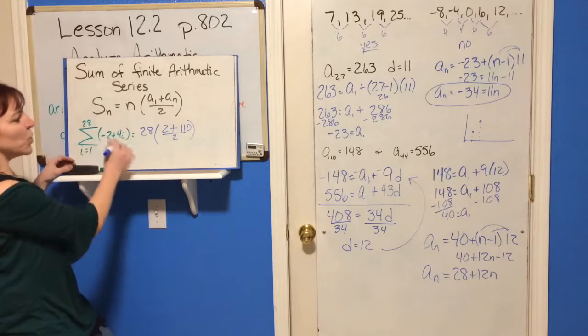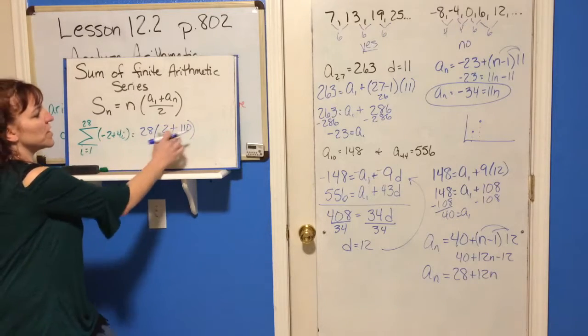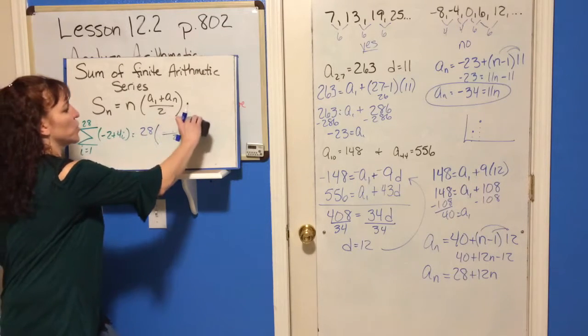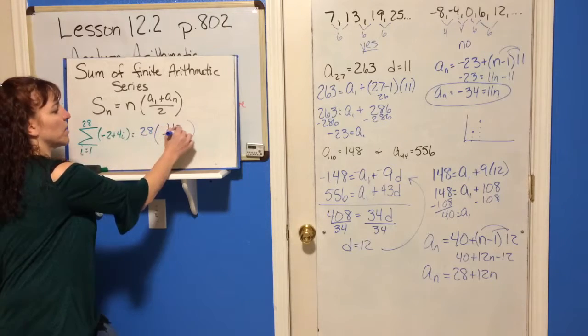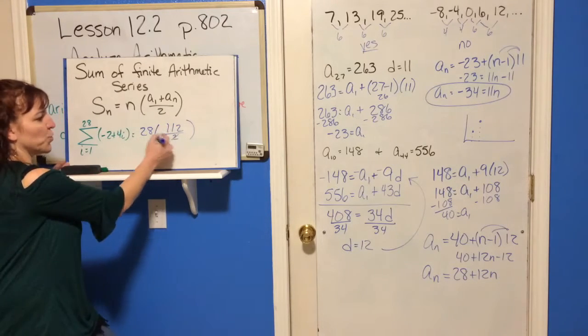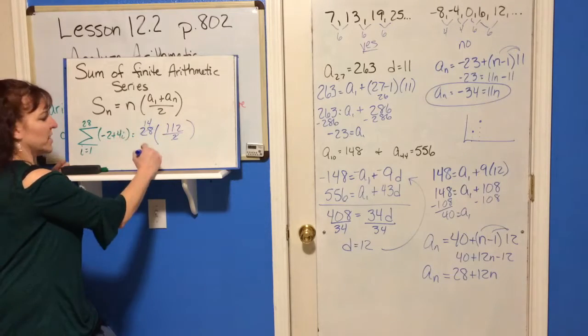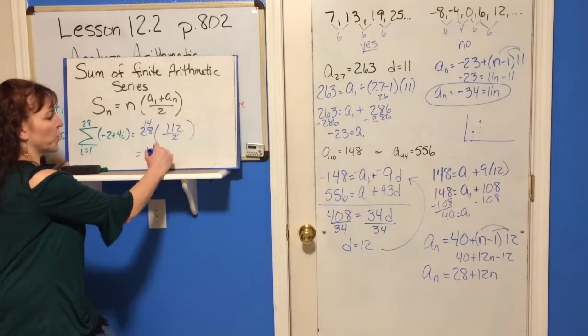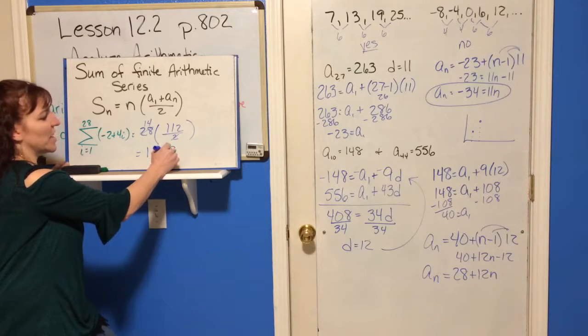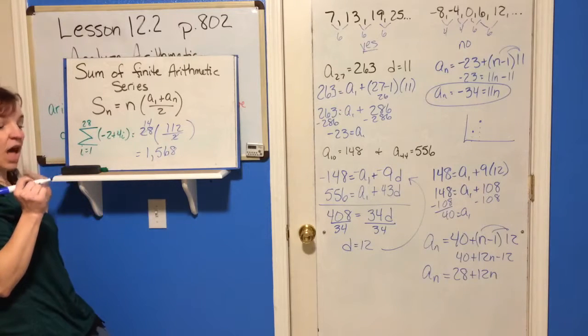All right, and then when you do that, you can add this together and get 112. Then I would just reduce this here by 14 and take 112 times 14. I did it earlier with a calculator, and you should end up with 1,568.